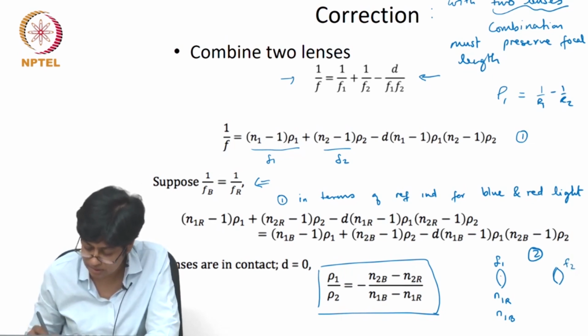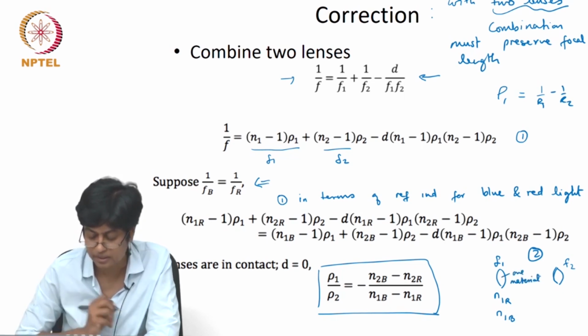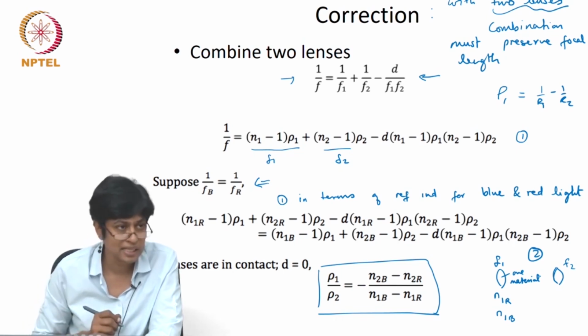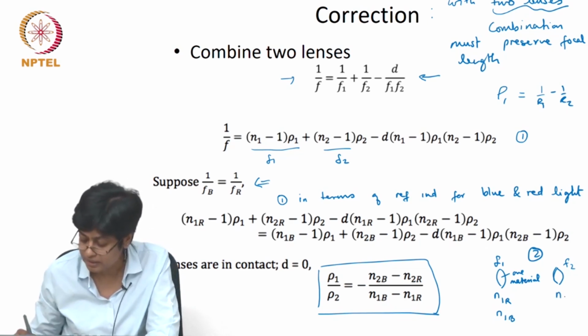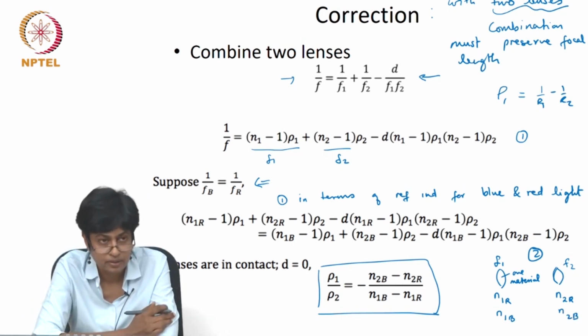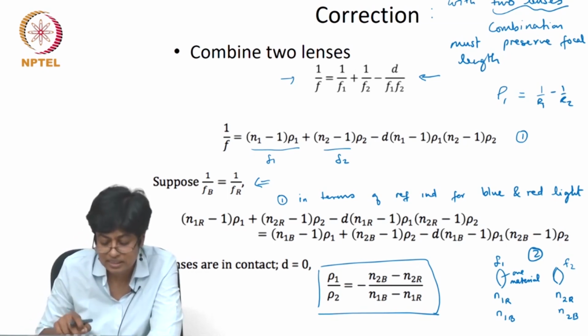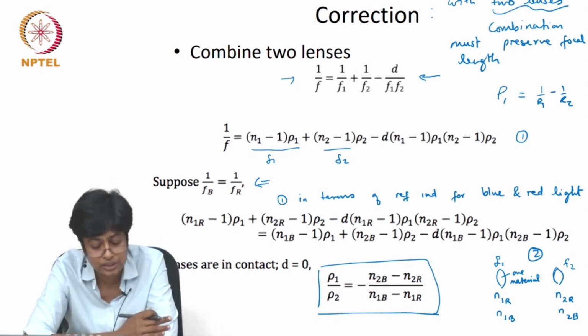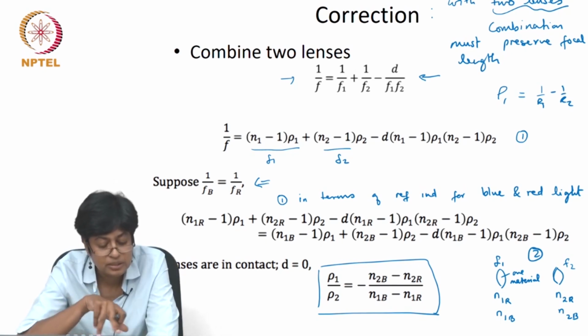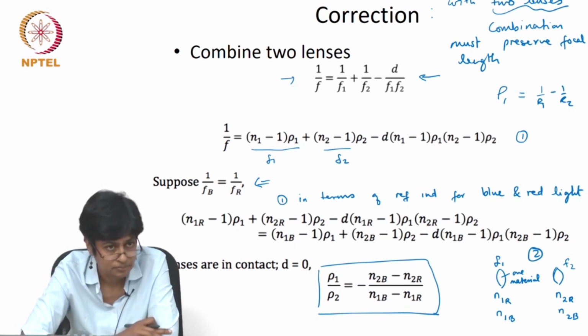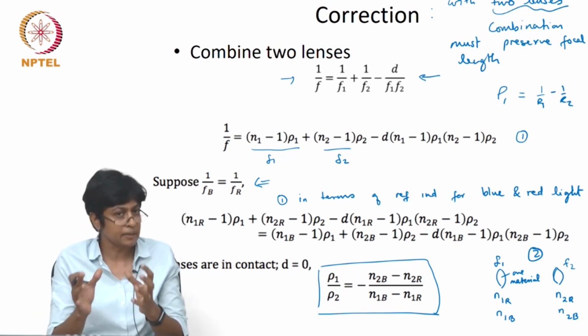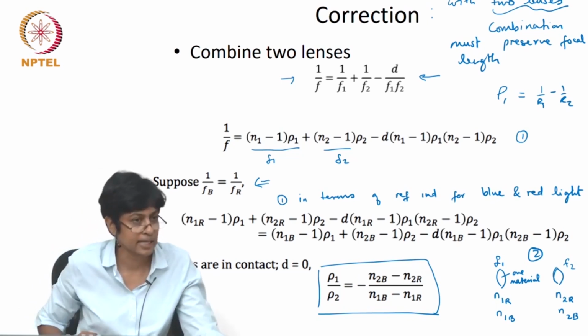This has another, so this has one glass. It's made of one material. Each of these is made of one material. The material of the first lens has N1R for red light, N1B for blue light, and the material of the second lens has N2R for red light and N2B for blue light. And if the values of these refractive indices are such that they satisfy this equation, then in principle I should be able to get, okay. But it's not that simple to just get two materials like this. So, what else can I do?